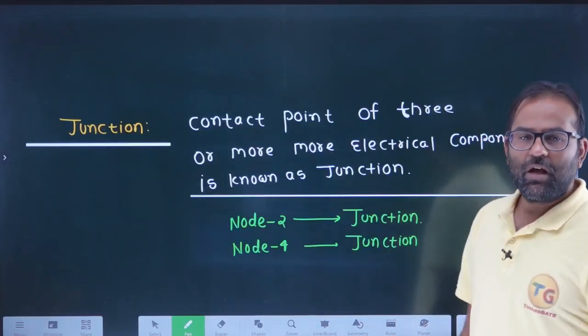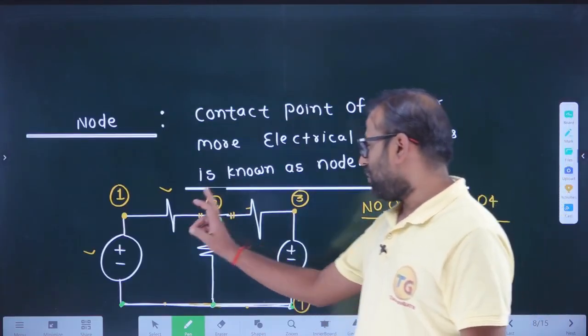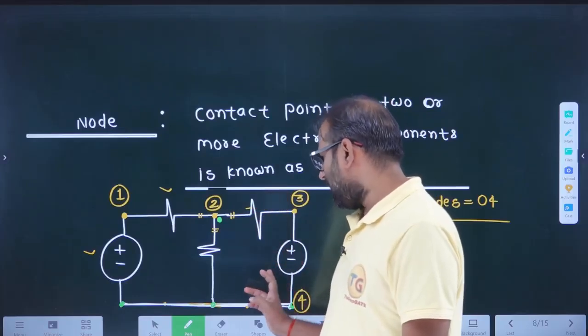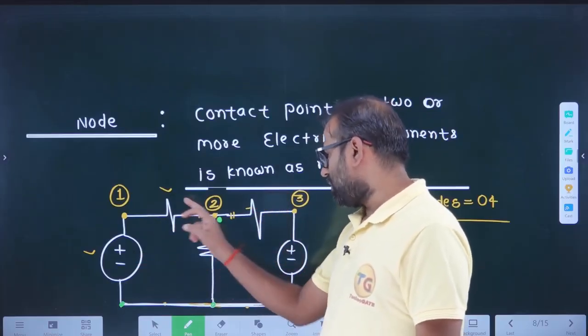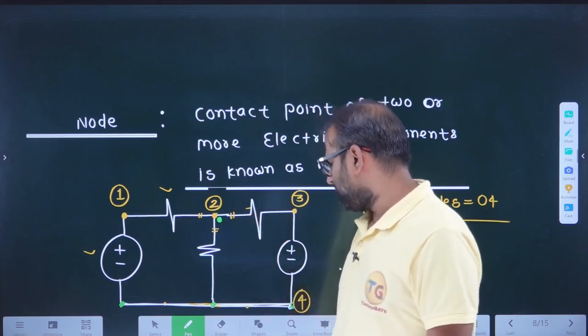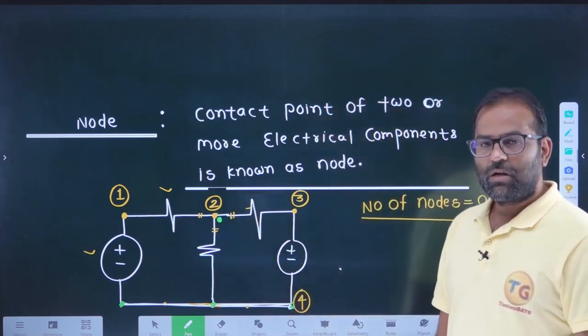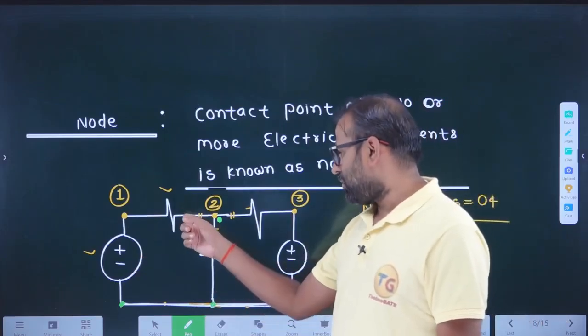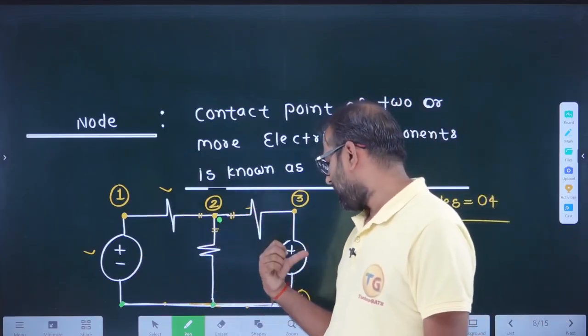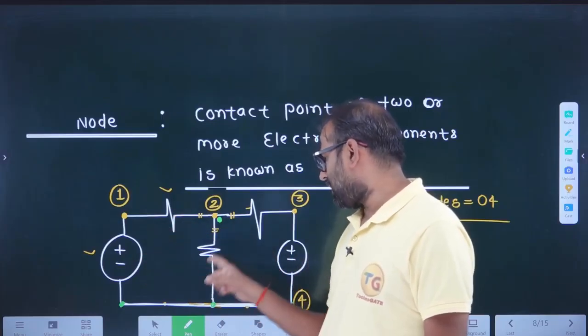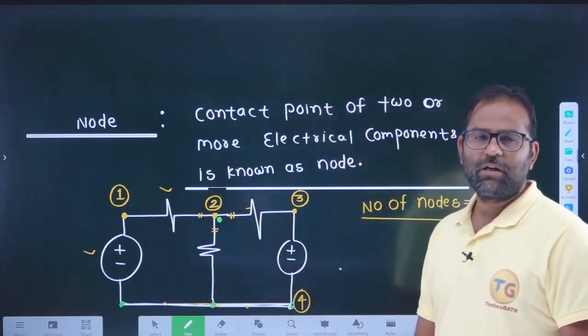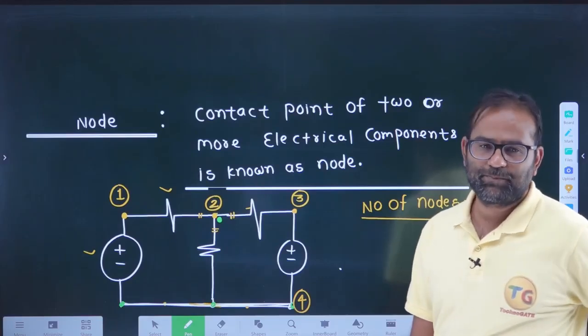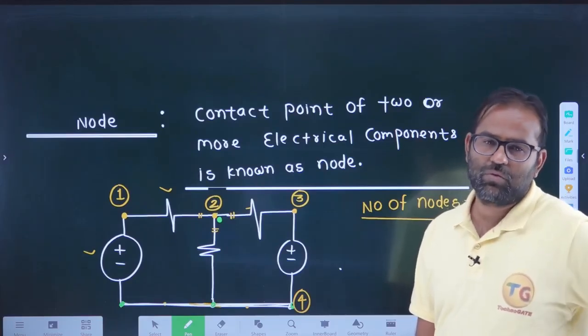How many branches are there? 1, 2, 3, 4 and 5. So 5 branches are there. These 5 branches are known as branches.